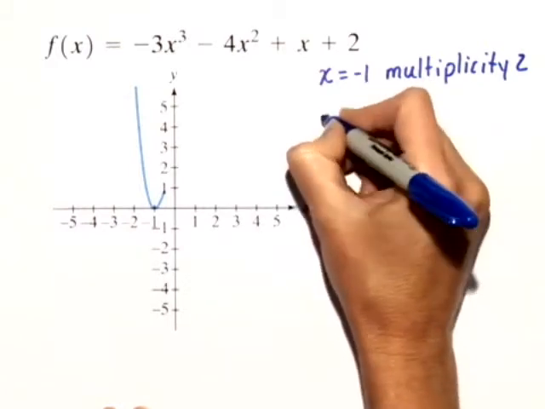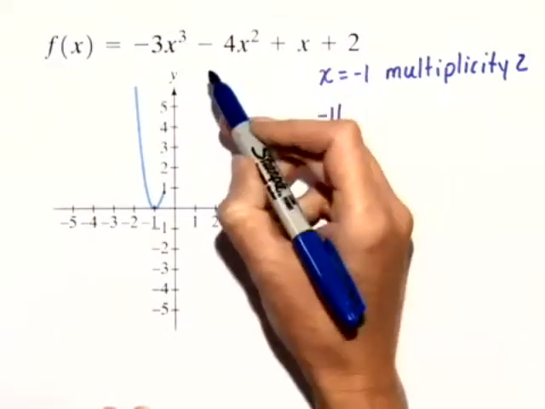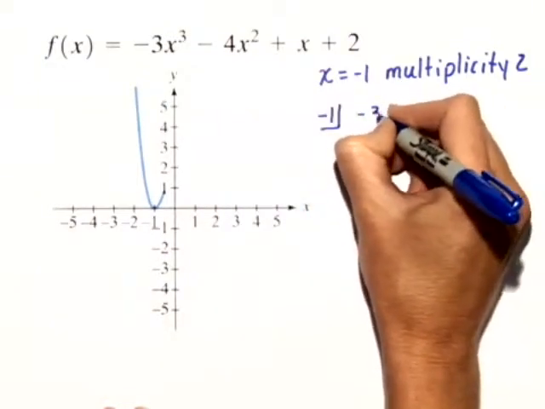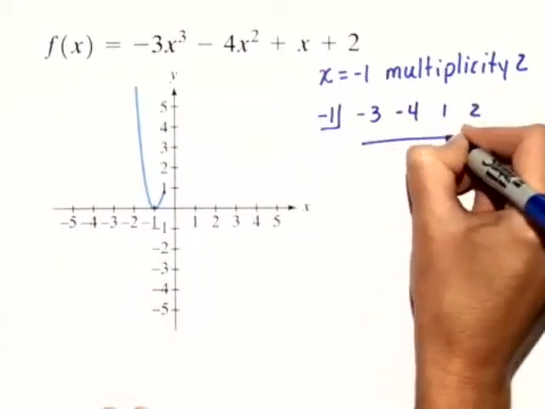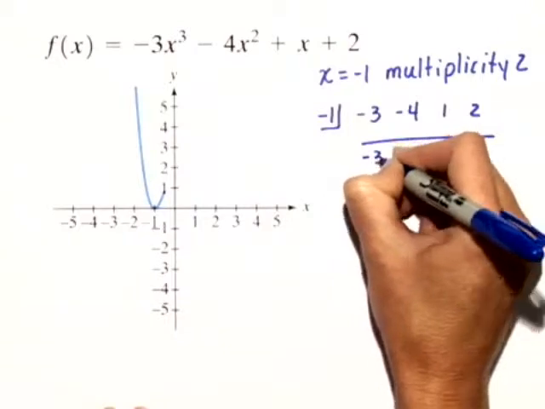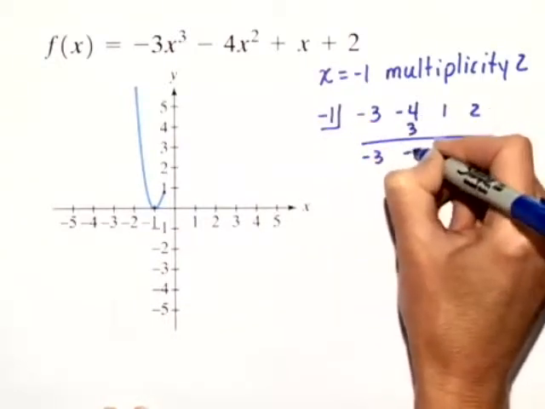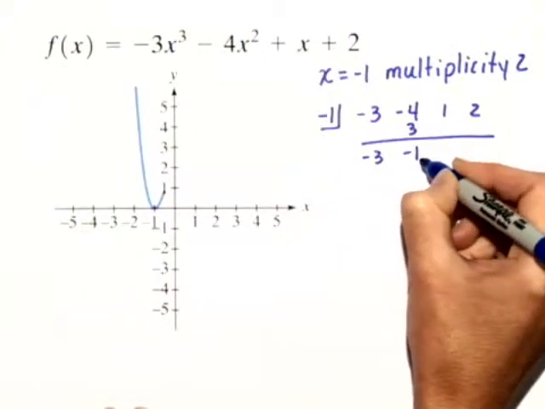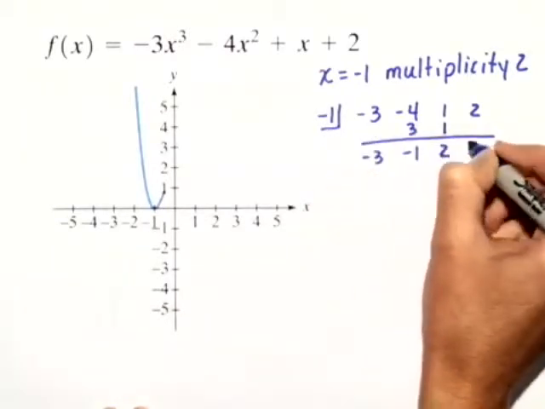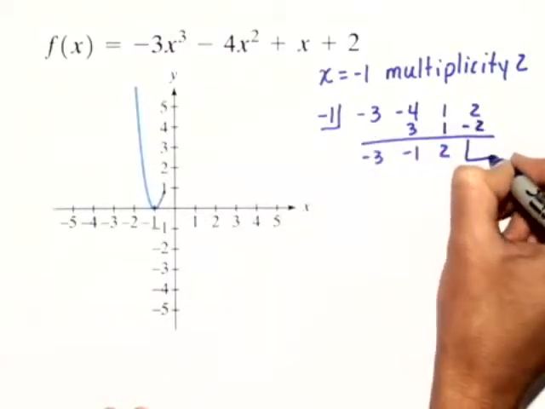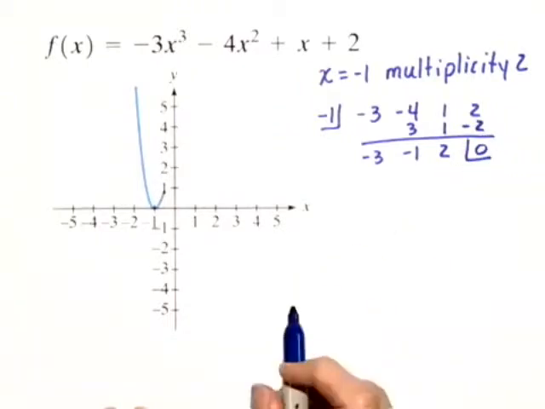So we have negative 1, which we know is one of the zeros or the roots, and we'll use synthetic division, starting with negative 3, negative 4, 1, and 2. We'll bring down the negative 3. Negative 1 times negative 3 is 3. Negative 4 plus 3 is negative 1. Negative 1 times negative 1 is 1. 1 plus 1 is 2. Negative 1 times 2 is negative 2. When we add 2 and negative 2, we get a remainder of 0, which we knew we would since negative 1 was a 0.